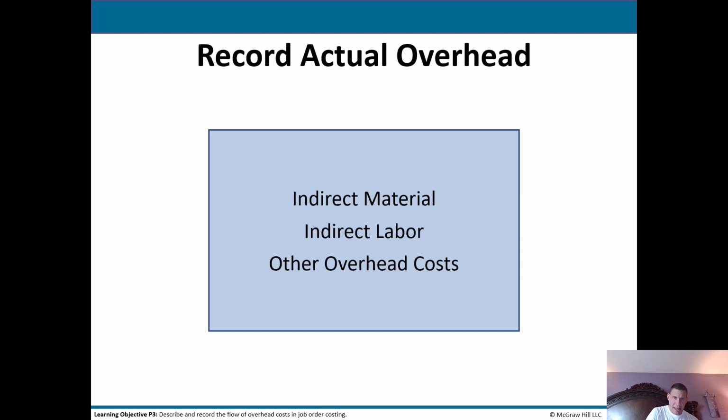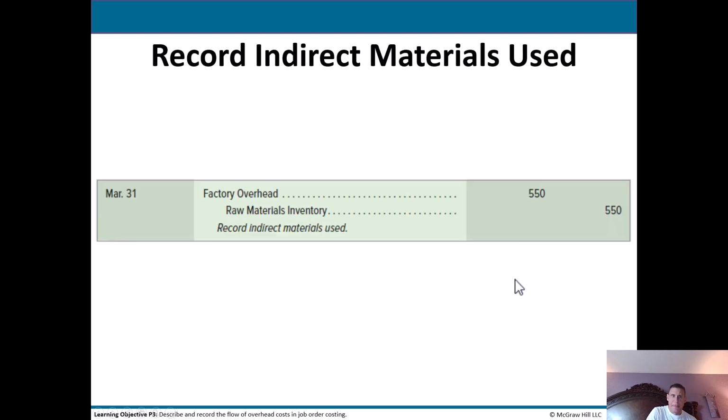Okay, so as far as the actual overhead goes, there's really three things: indirect materials, indirect labor, and then any other overhead costs that we need to think about. So recording indirect materials used. When you think of indirect materials, think of anything that they use in very small, almost trace amounts. It may be hard to quantify some of these amounts because they're very small, so it's often easier just to record this as part of the overhead rather than trying to make it part of direct materials.